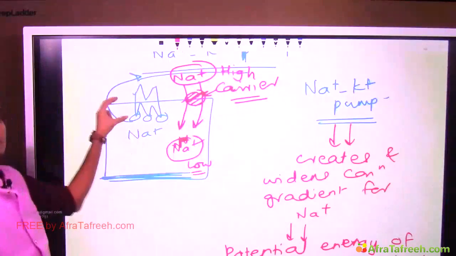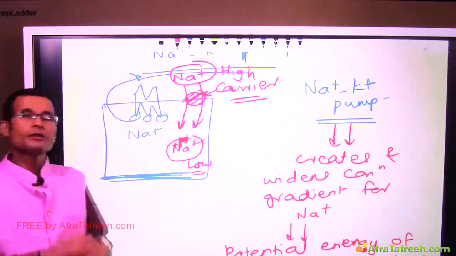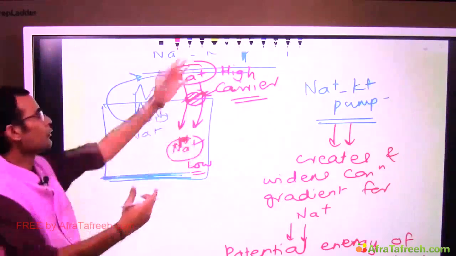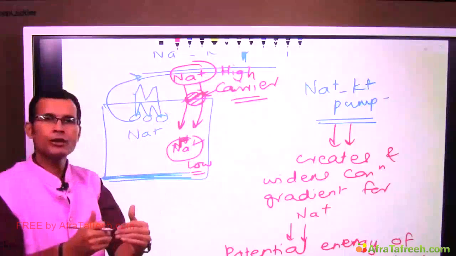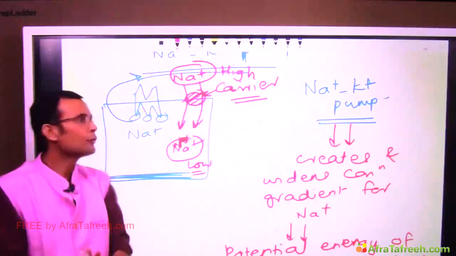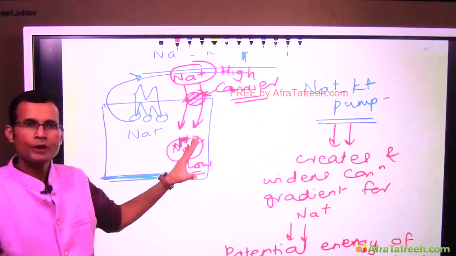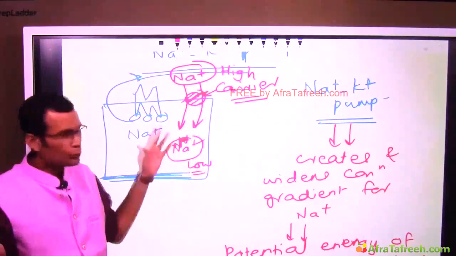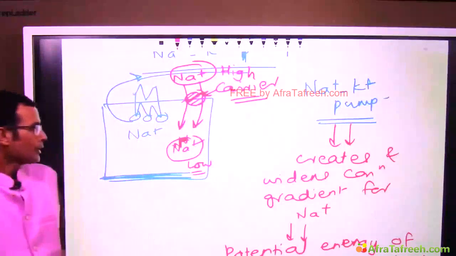ATP is used by the sodium potassium pump, which is the ATPase. But that use of ATP creates a concentration gradient for sodium. And that concentration gradient now drives the sodium from high to low concentration. And that drive is utilized by the carrier to carry another substance from low to high concentration. So secondary active transport will be for that other substance, right?